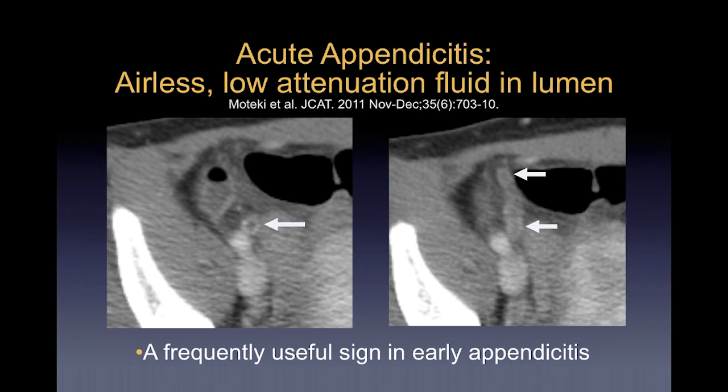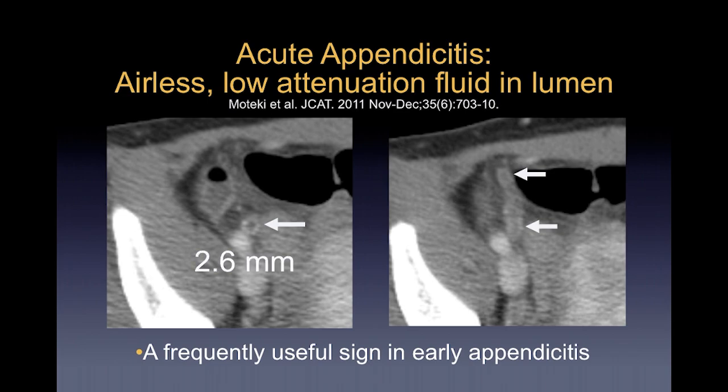Here's a nice example of an appendix, not very big. It was about 7 or 8 millimeters, but there was this airless, low attenuation fluid filling the lumen of the appendix. On the basis of that, we were concerned that this could be early appendicitis, and that was subsequently proven at surgery.